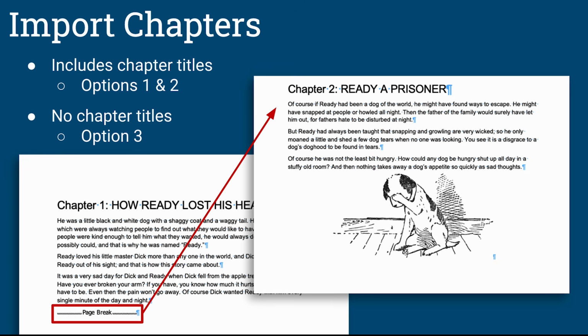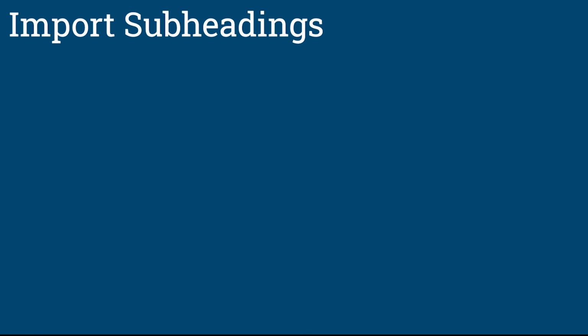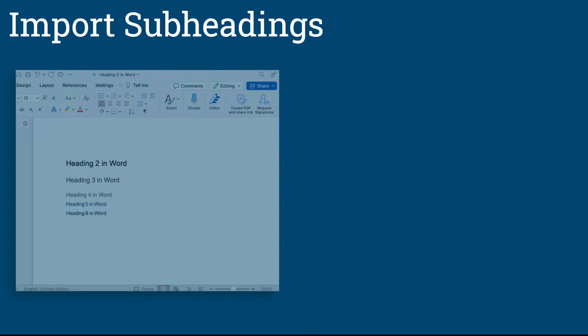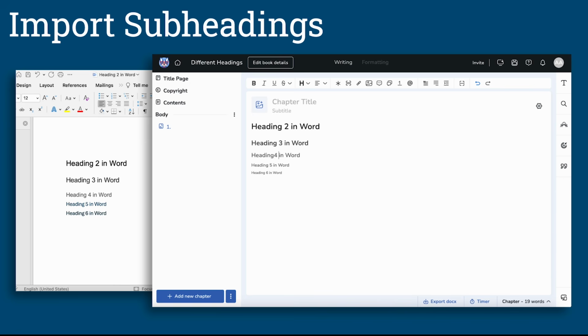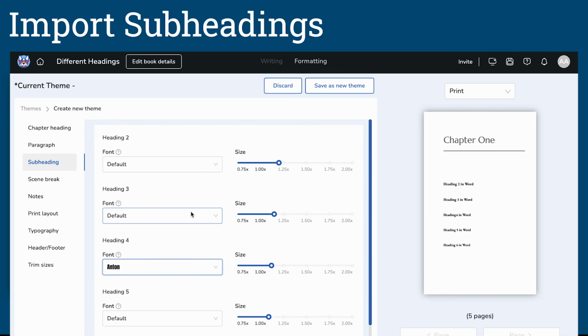Now that your chapters are set, let's discuss how to get your styled formatting into Atticus. If you have subheadings in your book, you can apply any of the Word default heading styles 1 through 6, and they will import into Atticus as so. Once imported, you can adjust the style for this subheading from in your theme settings, which we will cover more of in another video tutorial.